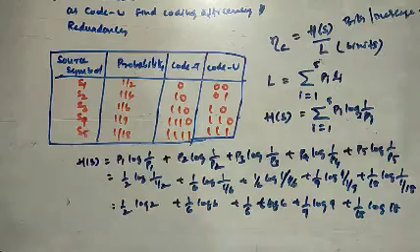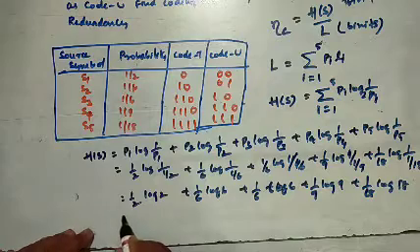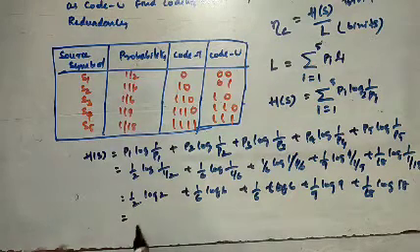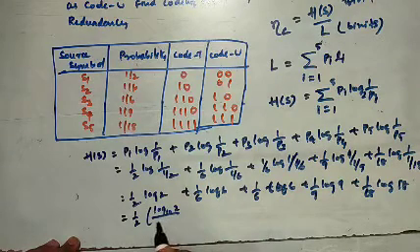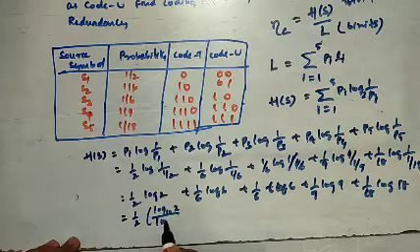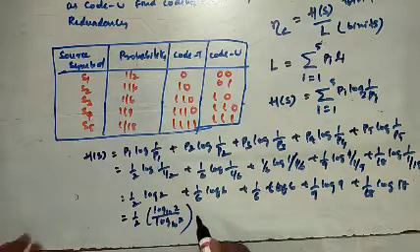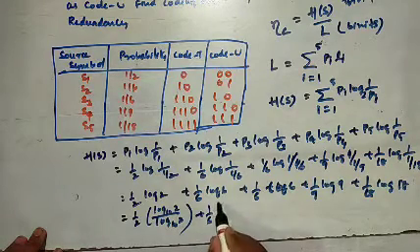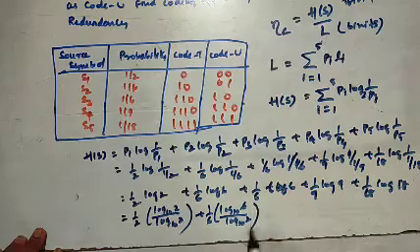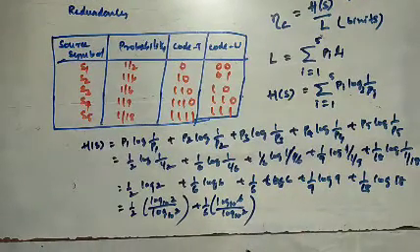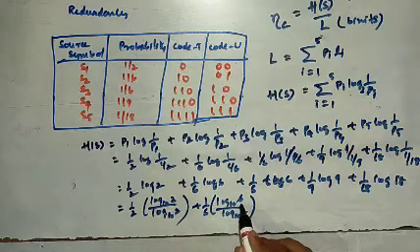In the calculator, all of these are with respect to base 2, but in the calculator we don't have log to the base 2. So what we do, we write this as log 2 to the base 10 divided by log 2 to the base 10, plus 1 by 6 log 6 to the base 10 divided by log 2 to the base 10. In the calculator we don't have log to the base 2, so by the change of base rule, the 6 is also done with log with respect to 10.